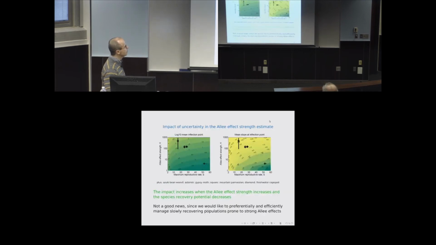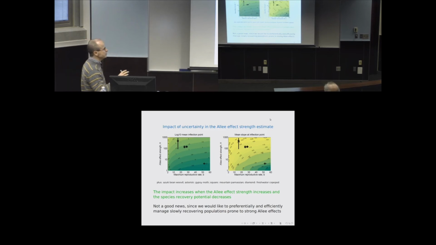So what we were doing is calculating the value of the inflection point and the slope at this inflection point for different values of B and theta. Here, what we have is quite expected. The inflection point gets larger the larger theta is and the lower B is, because then the Allee effect gets stronger. But the slope here also gets larger the lower B is and the higher theta is.